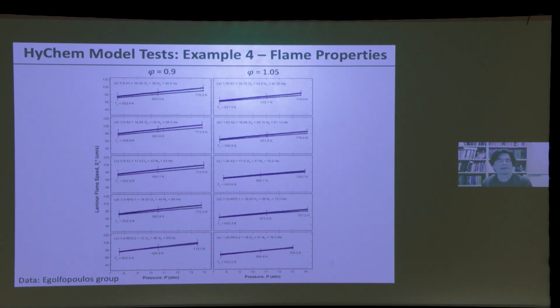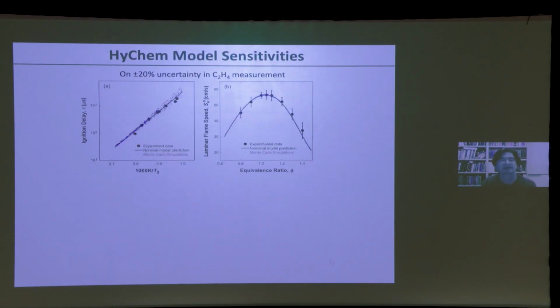Okay. They also measured high pressure flame speed in a spherical bomb. The blue symbols with error bars are the measurements, and the red lines are the HyChem model prediction. Okay, without any fitting, you see that the model works well under that condition. So the next question you're going to ask is, how much uncertainty do we have in the model?